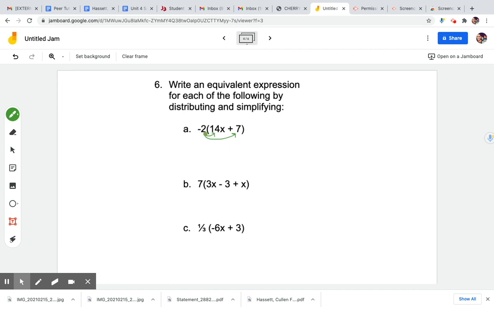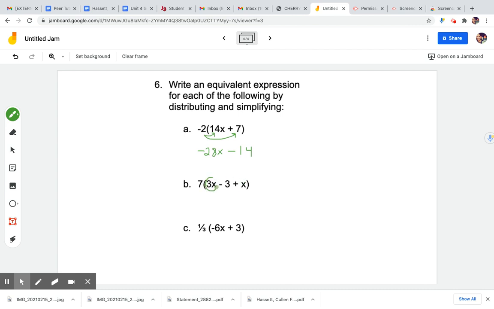Distributive property, we're going to multiply the term on the outside by each term on the inside. 2 times 14 is 28, and they're different signs, so negative 28x. And then we have negative 2 times 7, which is negative 14, so I could just put minus 14. If you had negative 28x plus a negative 14, that's fine as well.